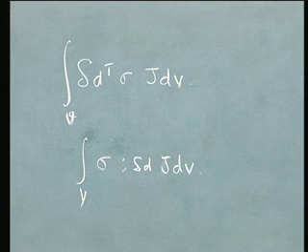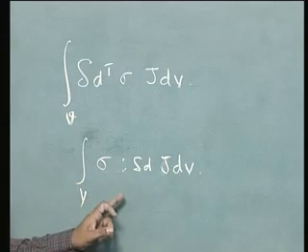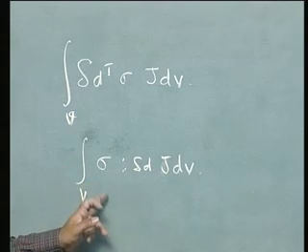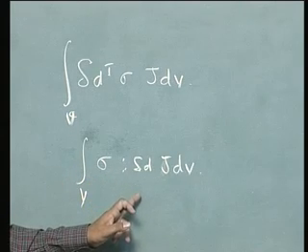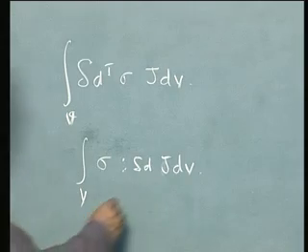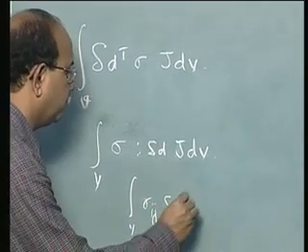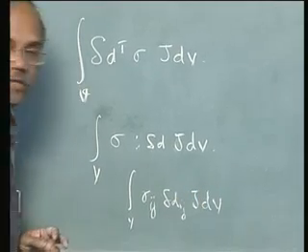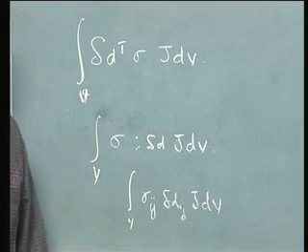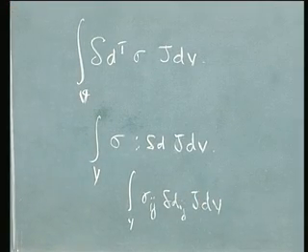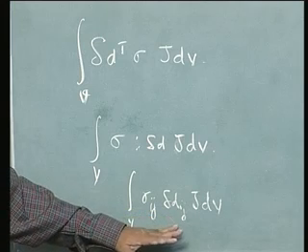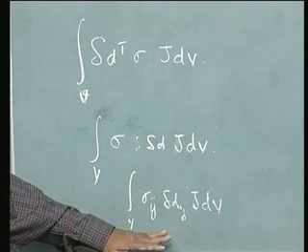Okay. Now, what is this? Sigma ij, in fact, sigma being symmetric, sigma ij delta d ij. So, if you want to write this, sigma ij delta d ij j dv. Actually, I'm still not correct. I've done only the first step. What is the second step I have to do?